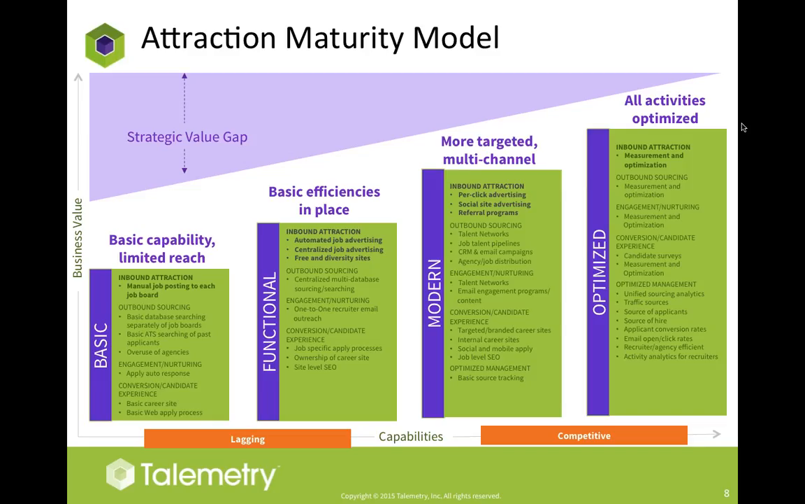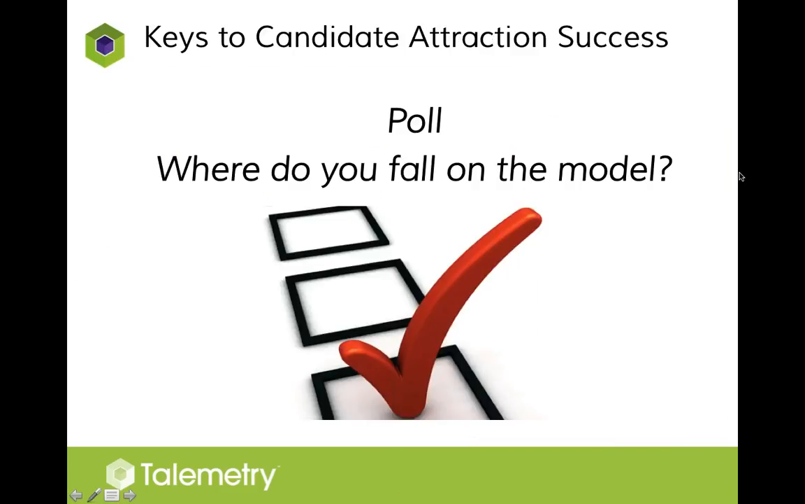And then finally over to level 4, where you're fully optimized, you're constantly analyzing and refining those metrics, so you're able to, by job family, focus on which boards, which social sites, which channels are getting you the most candidates and the most hires, and you're optimizing your operations so that you're taking full advantage of that.